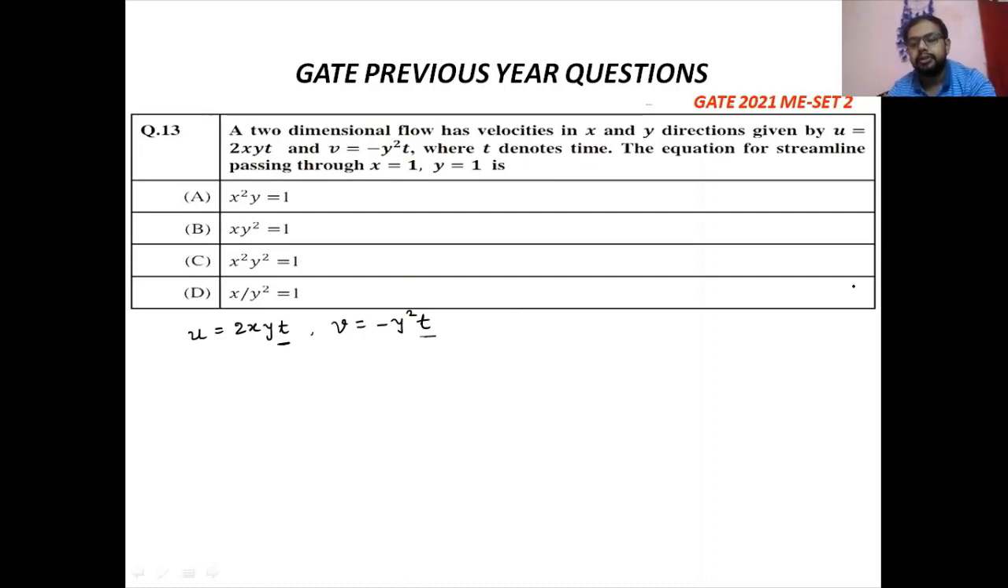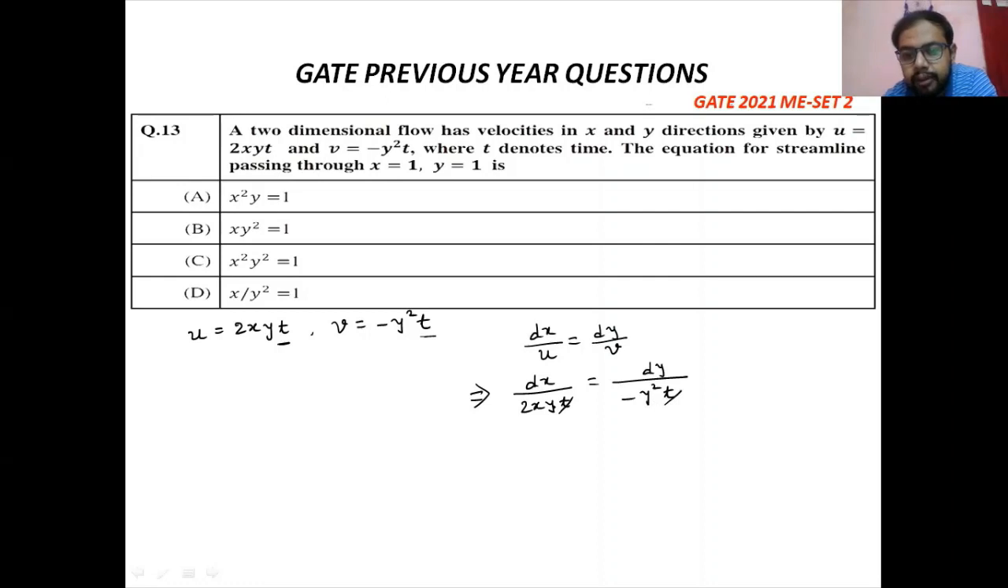So the streamline equation, if you recap: as it is two-dimensional, only two components, dx by u is equal to dy by v. Just put in u and v: dx by 2xyt and dy by minus y squared t. So t will be cancelled from both sides, and one y will also be cancelled. Finally dx by x is equal to 2 dy by minus y.